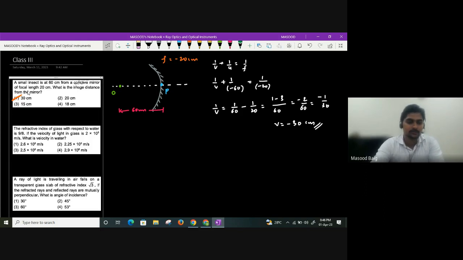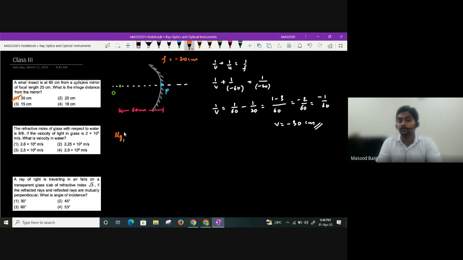Refractive index of glass with respect to water is 9 by 8. Please listen carefully, guys. Refractive index of glass with respect to water means, is it mu 2 by 1? Mu 2 by 1 is nothing but refractive index of 2 with respect to 1. I can write that as refractive index of glass with respect to refractive index of water. What is this given as? 9 by 8. What are they saying? If velocity of light in glass is 2 into 10 power 8, what is the velocity in water?